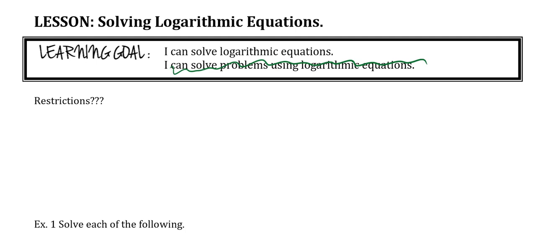So first of all, we've talked a lot about restrictions already in this course. And for logarithmic equations, there certainly are restrictions. So what I'm going to start with is this: log base A of B equals C. Okay? And I can rewrite that as A to the C equals B.